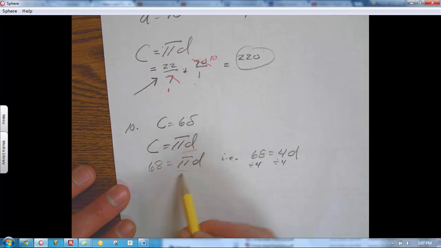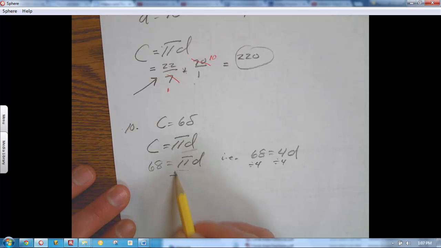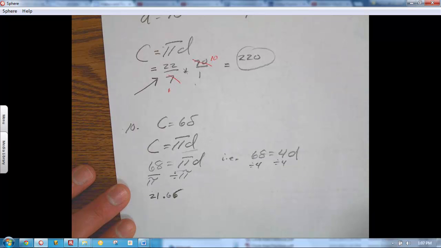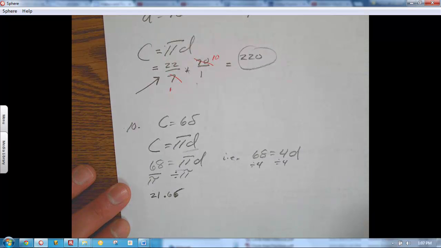So in order to find d here, we're just going to divide both sides by pi. So we do 68 divided by, again, we use 3.14 for my approximation, and I get 21.66 for that one. For my estimate for the diameter.